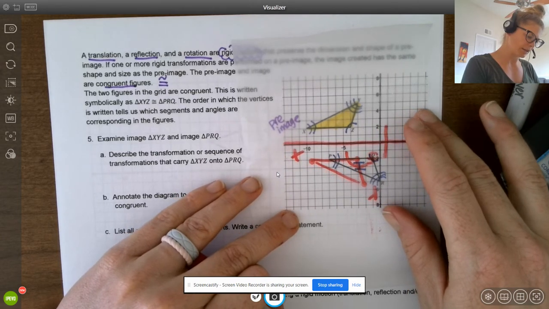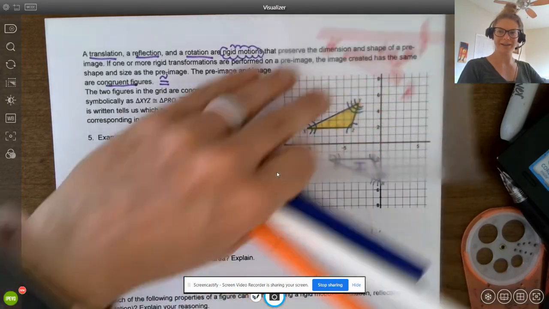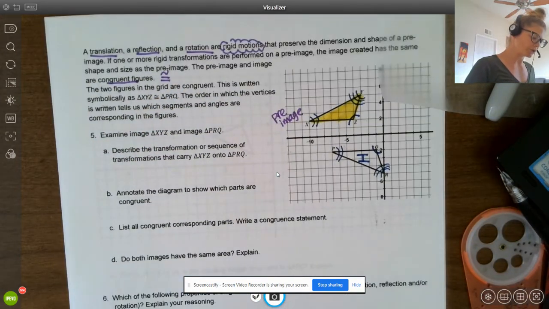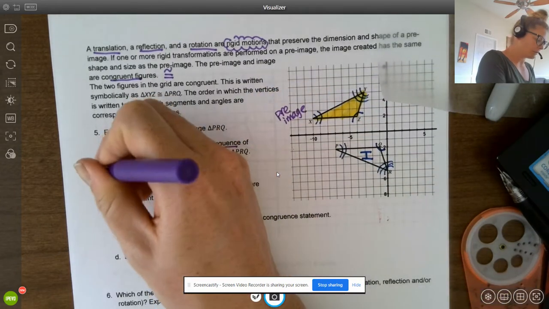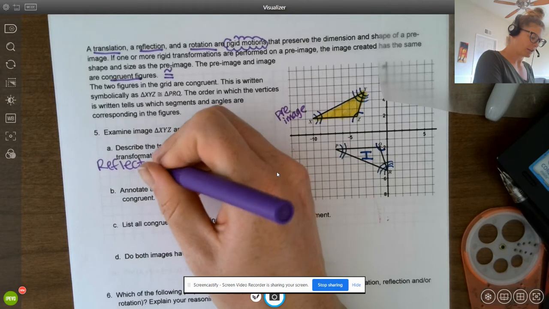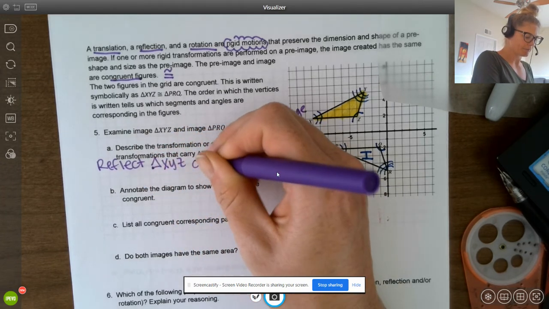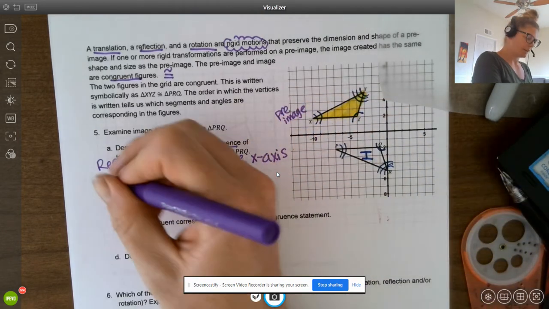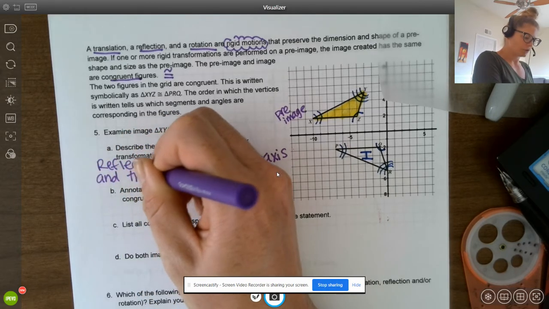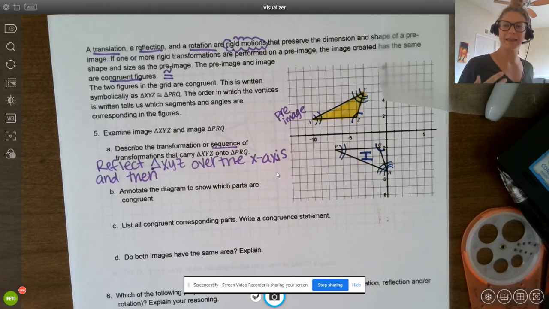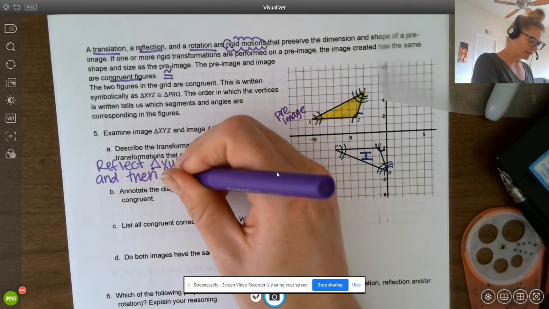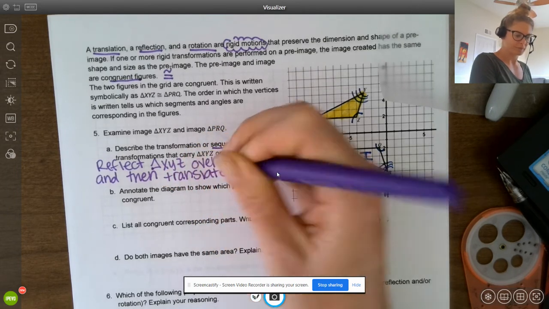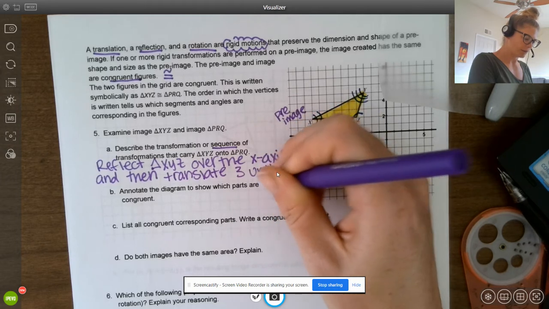How many units do you think I need to move to the right? Let's see. 1, 2, 3. Oh, very nice. So let's see. What transformation or sequence? I'm going to give a sequence. I'm going to reflect. We have to say which one we're reflecting. Reflect triangle XYZ over the x-axis. And then, it's really important to use those connecting transition words. And then next we will, following that, our next step will be, and then translate 3 units right.